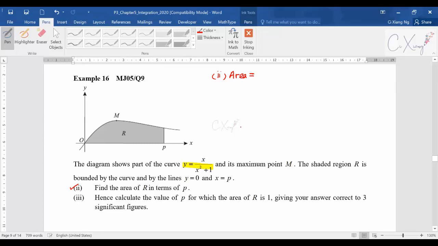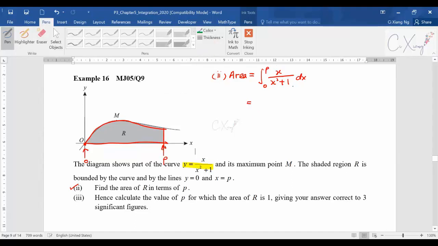Okay, so how to write out the correct formula for area? So first of all, if you look at the shaded area here, it is mainly covered by the x-axis, right? So I should know that I should do the integration with respect to dx. Okay, and then it is covered by this curve. So what's the formula for this curve? So you know that this is the equation of y, which is x over x squared plus 1. And then what is the limit? The area starts from here, which is x equals 0, and then until this line. So this line is x equals p. So you're integrating it from 0 until p.